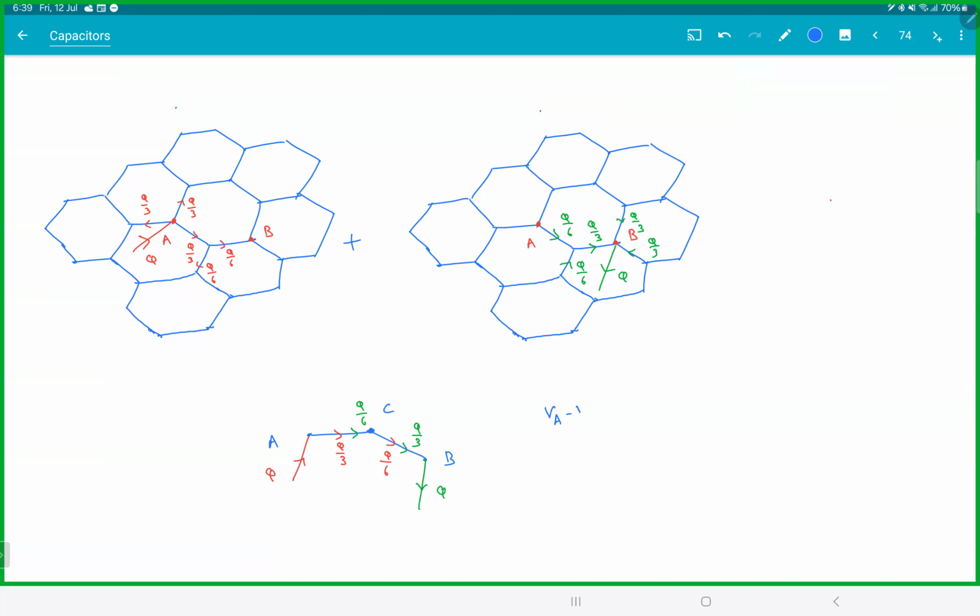So VA minus VC will be Q by 2C. VC minus VB is also Q by 2C. If I add them, I'll get VA minus VB, that is where you connected the battery, is Q by C. So charge by potential difference is nothing but C, which is nothing but C equivalent. Answer is C.